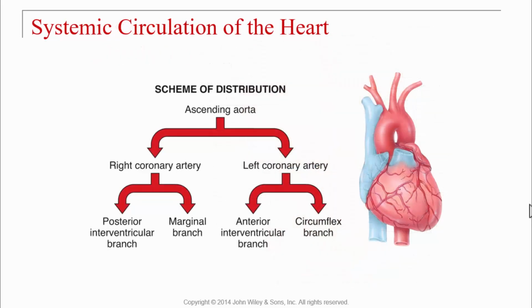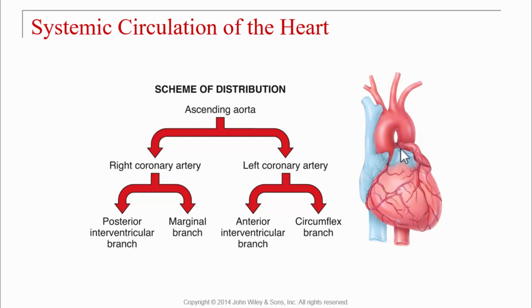Now, distribution off of the heart. Again, the first branches off of the ascending aorta, here's the ascending aorta, are the right and left coronary arteries. And so off of the right coronary artery, we're going to have the marginal branch. And as it goes around to the back of the heart, we're going to have the posterior interventricular branch.